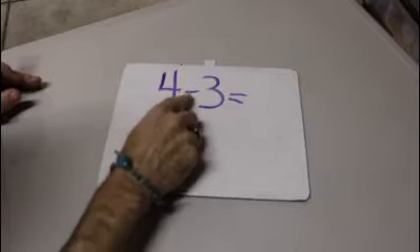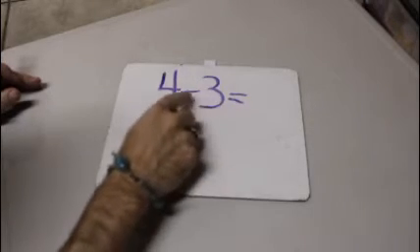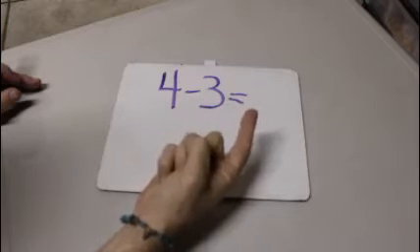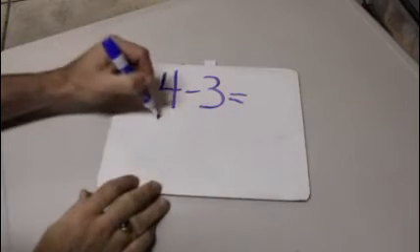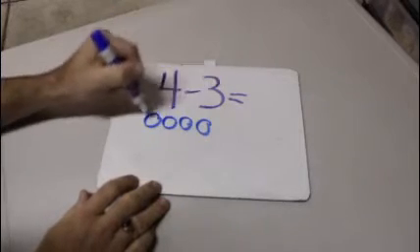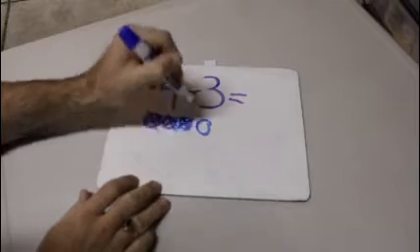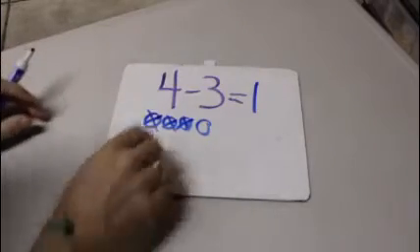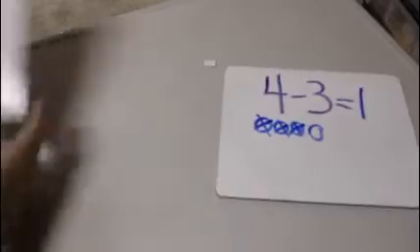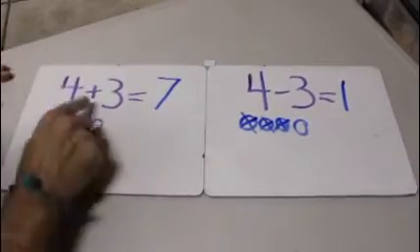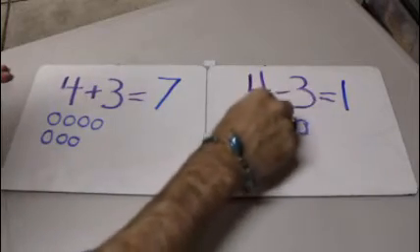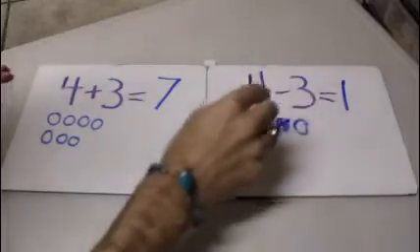Read. 4 minus 3 equals. Remember minus now. Do your fingers. 1, 2, 3. Or we can do our pictures. 1, 2, 3, 4. Minus means to take away how many? 3. 1, 2, 3. How many are left? 1. Read it. 4 minus 3 equals 1. Please remember that that symbol changed this. Plus puts them together. Minus takes that 3 away from the 4.